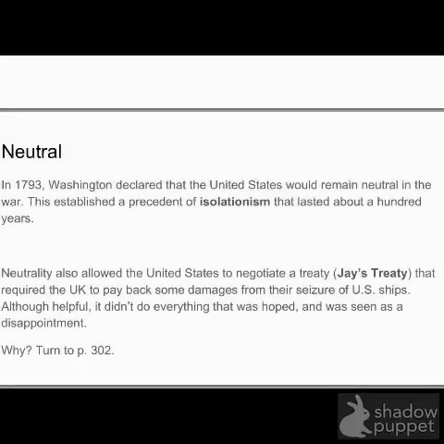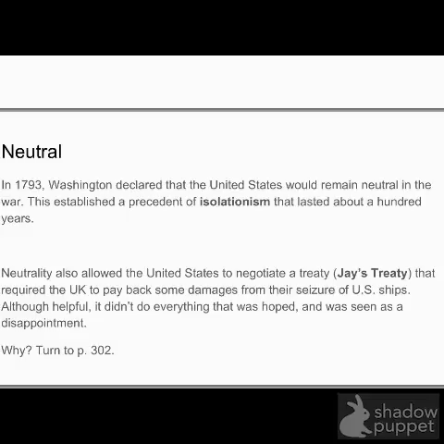And so in 1793, Washington said that the United States would not take part in the French Revolution. It established a precedent of isolationism that lasted about 100 years. And this is really the time where the United States is showing its neutrality. It's going to be really hard to keep this up, as we will see throughout this class.